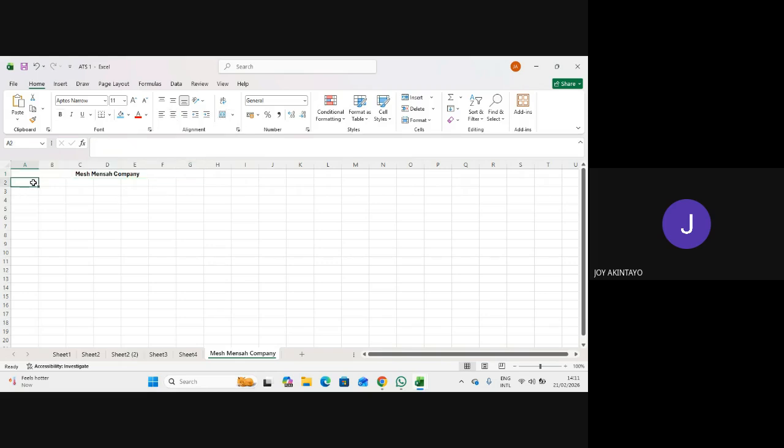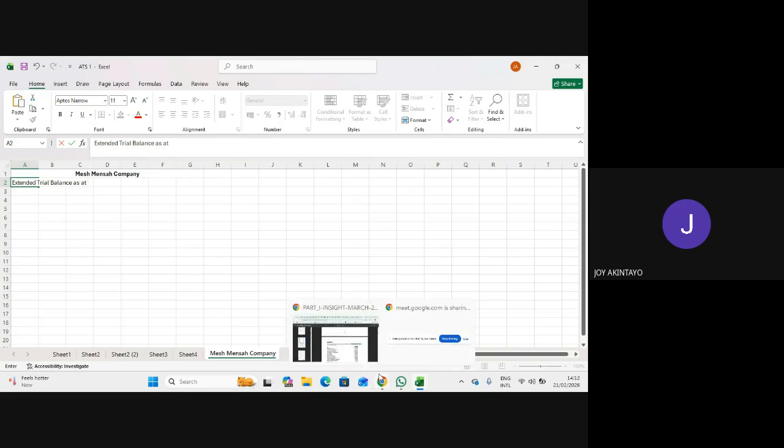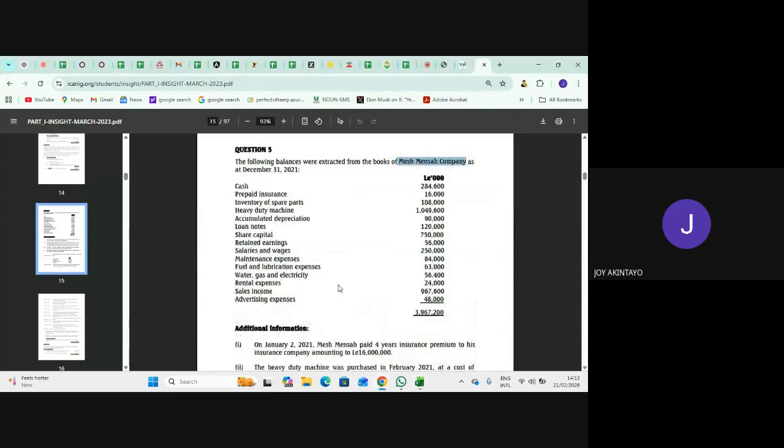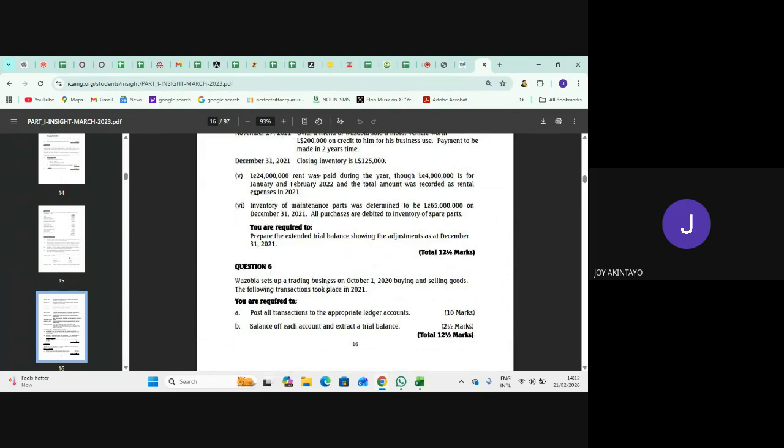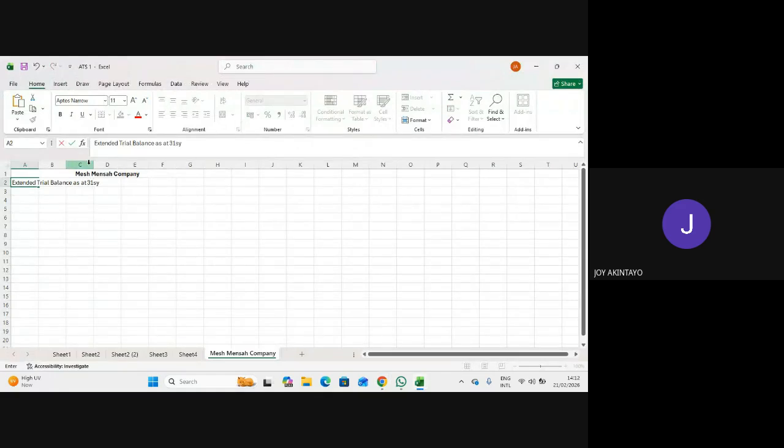So we have the extended trial balance. What's the date? As at December 31st, 2021.